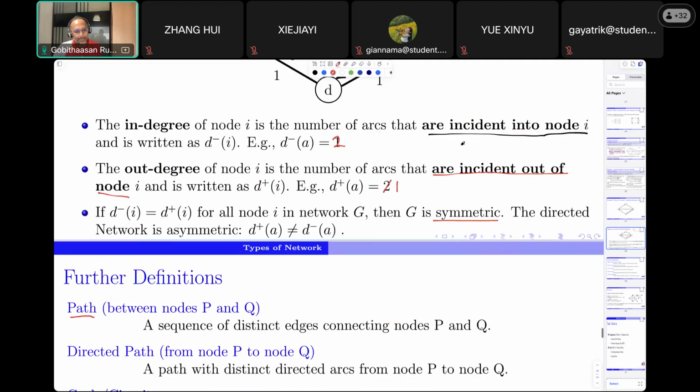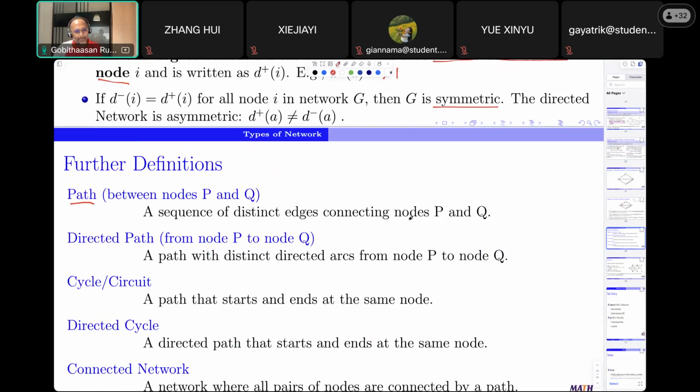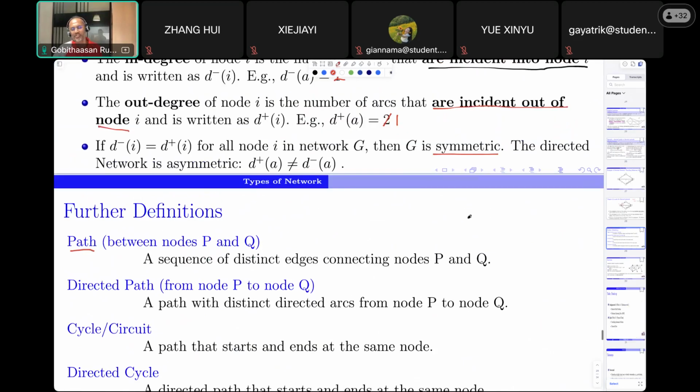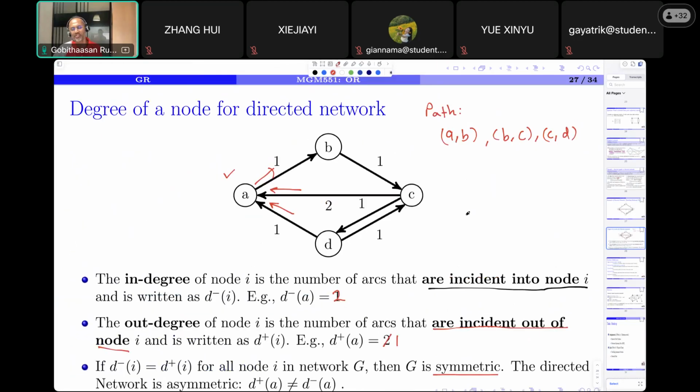So a sequence of distinct edges connecting nodes P to Q. So just now we were connecting A to D, right? A to B, B to C, C to D. In fact, I can go back to A, right? If I were to go back to A, then I'll take path D to A. This is also a path.